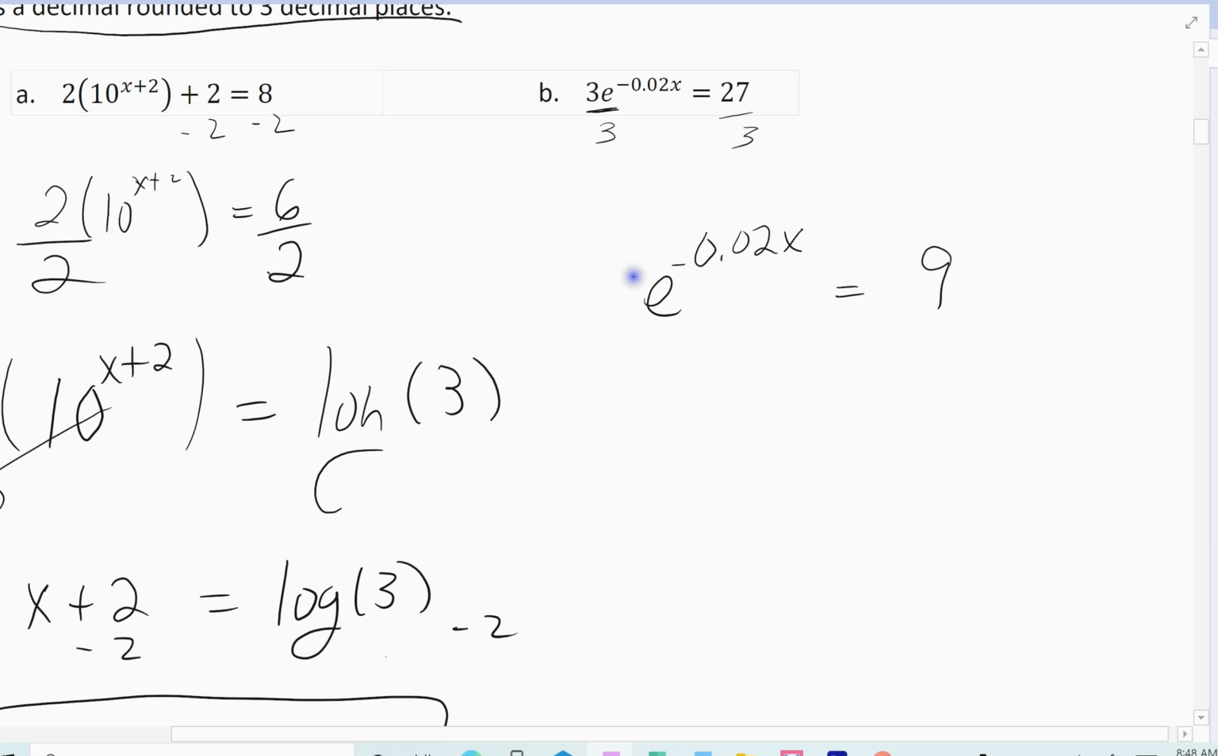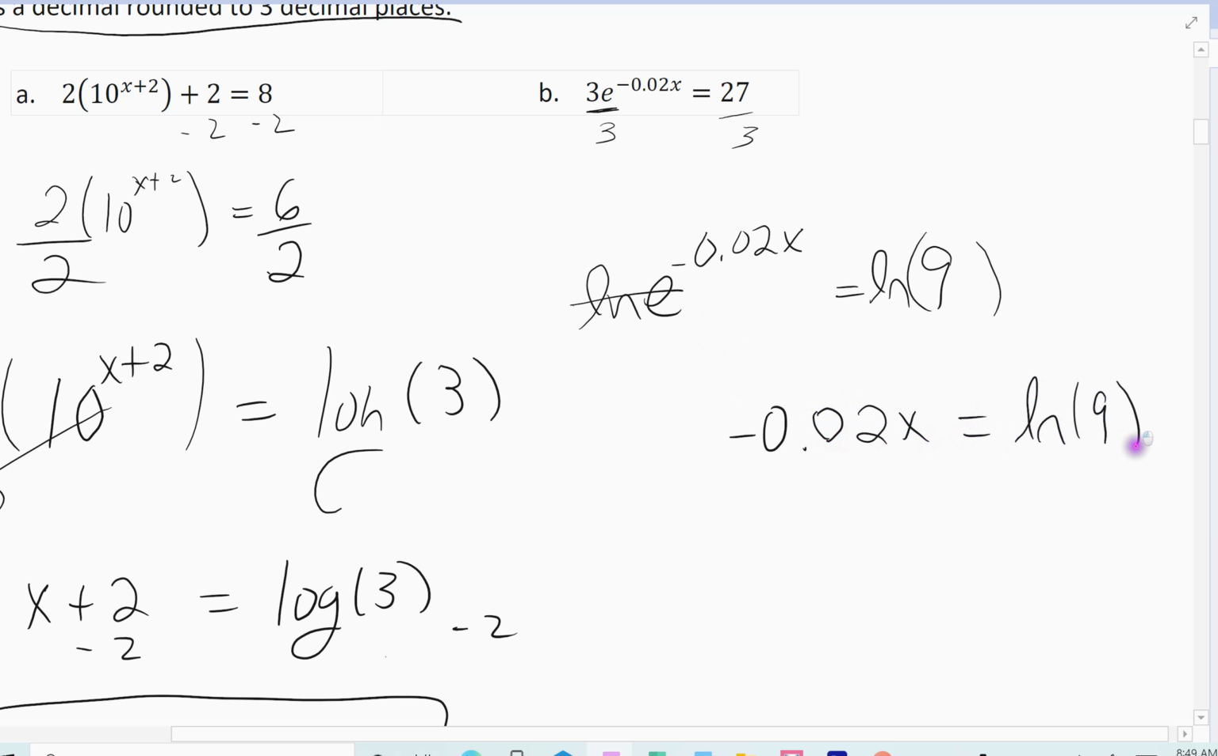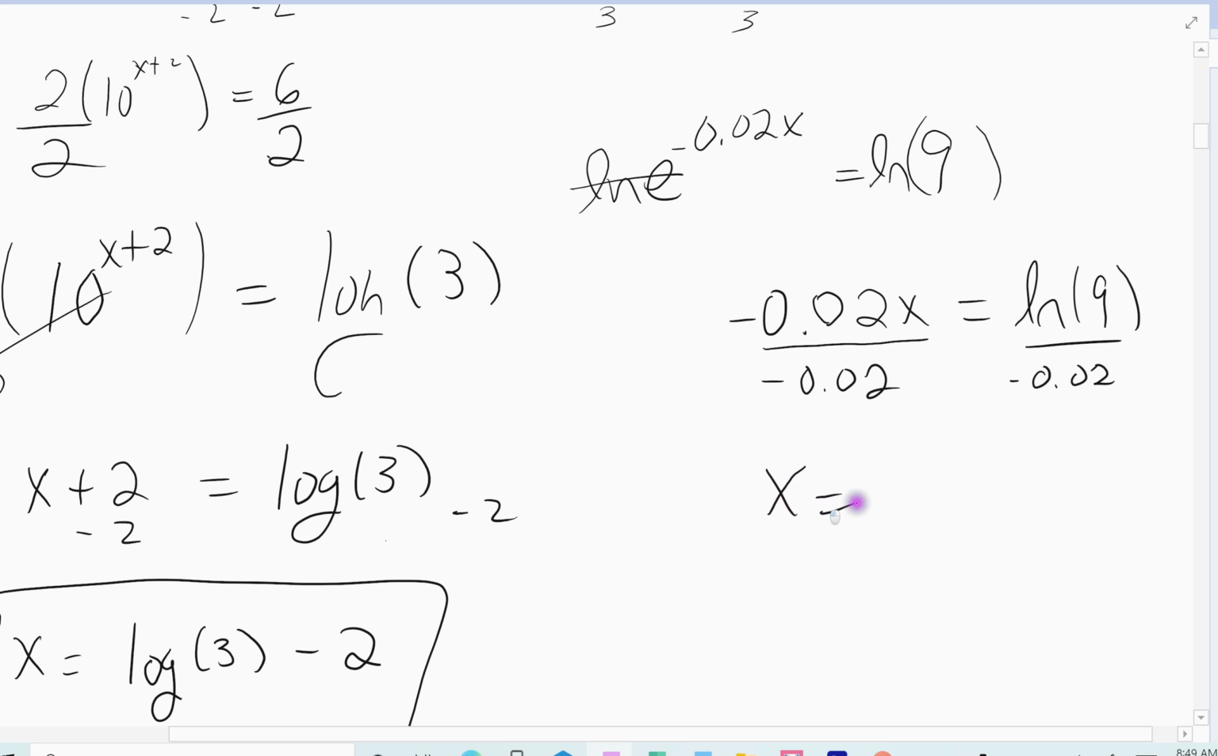Again, I get rid of the e by taking the natural log, the ln, of both sides. Whatever I do to one side of my equation, I have to do to the other. The natural log is the log base e, so these two things undo one another, leaving me with that negative 0.02x on that side. Still equals the natural log of 9 on the other side. Then to solve for x, I get rid of that number out front by dividing it out. And so x is exactly the natural log of 9 divided by negative 0.02.